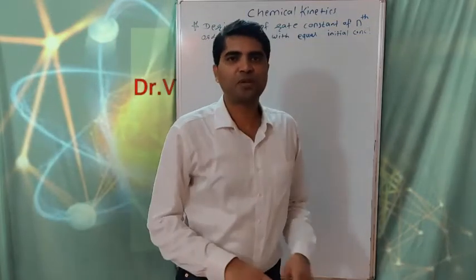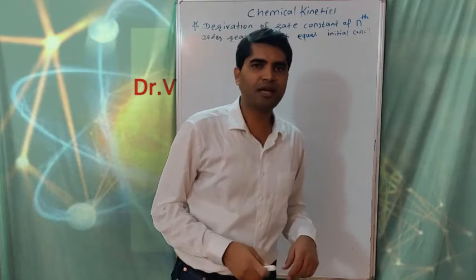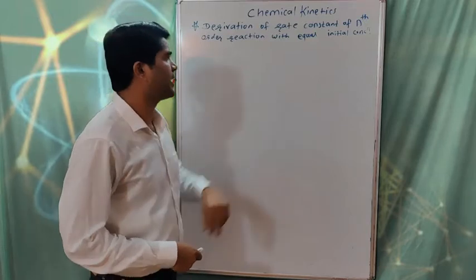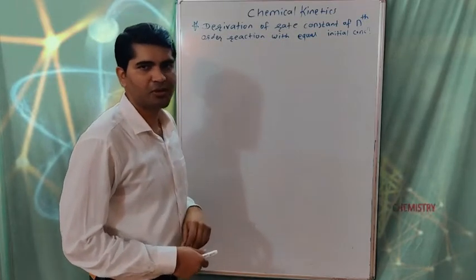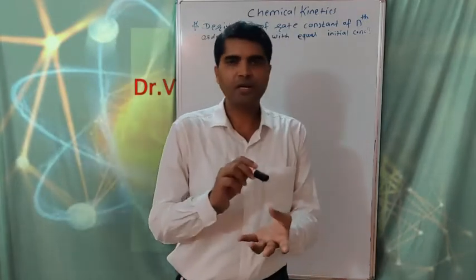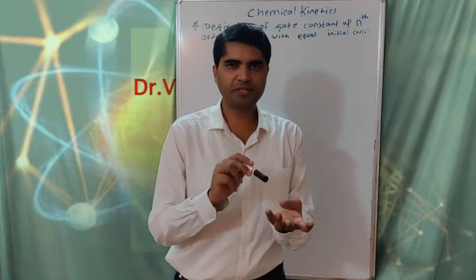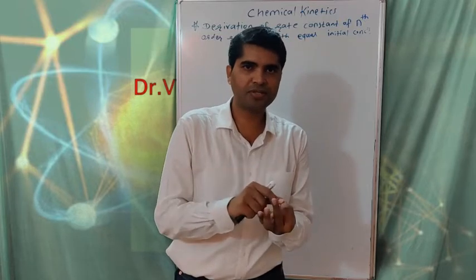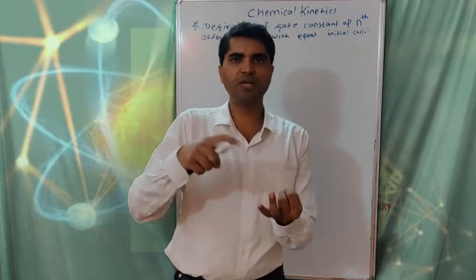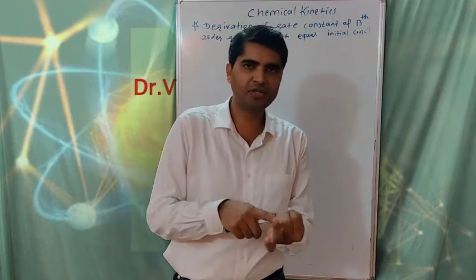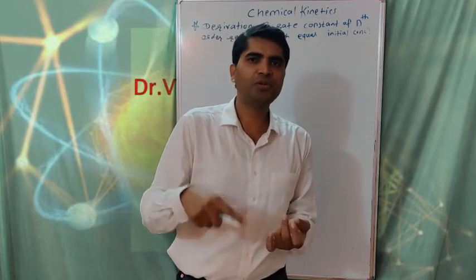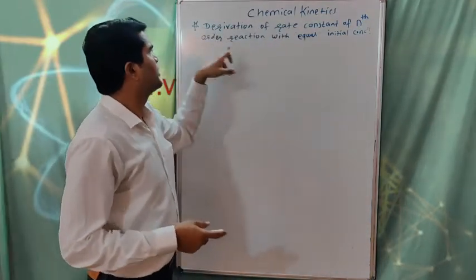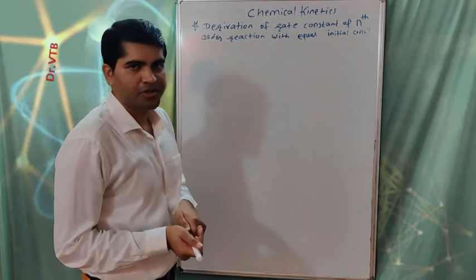Hello friends, we are discussing chemical kinetics, and now the derivation of the rate constant of an nth order reaction with equal initial concentration. We have derived the rate constant, or specific reaction rate, or velocity constant, for zero order reaction, for first order reaction, for second order reaction with equal initial concentration and with unequal initial concentration, and for third order reaction with equal initial concentration. So now, the derivation of the rate constant of nth order reaction with equal initial concentration.